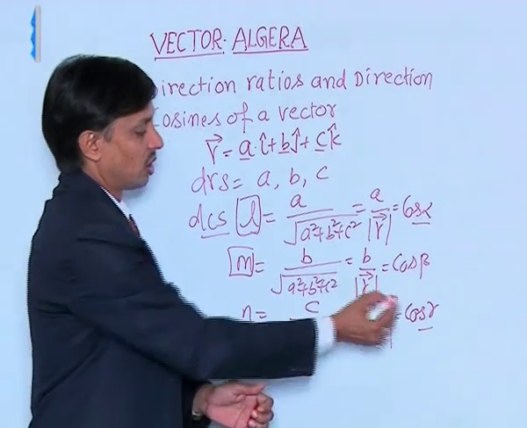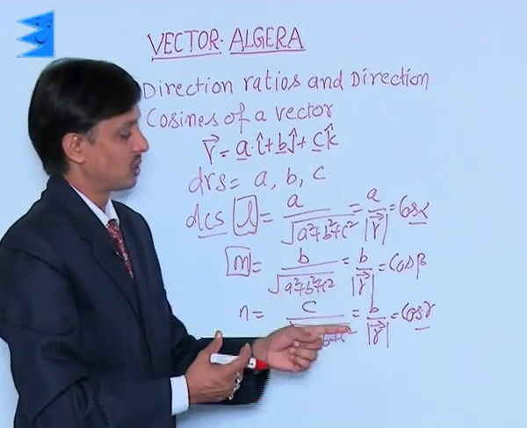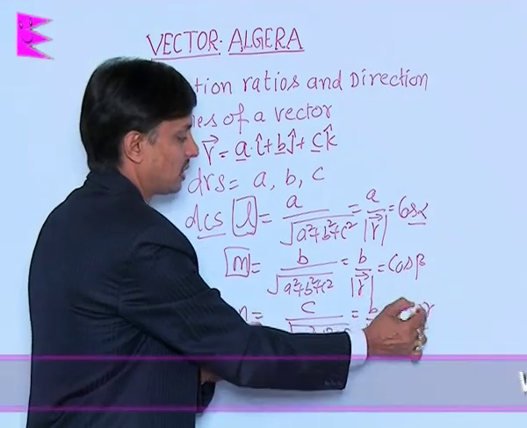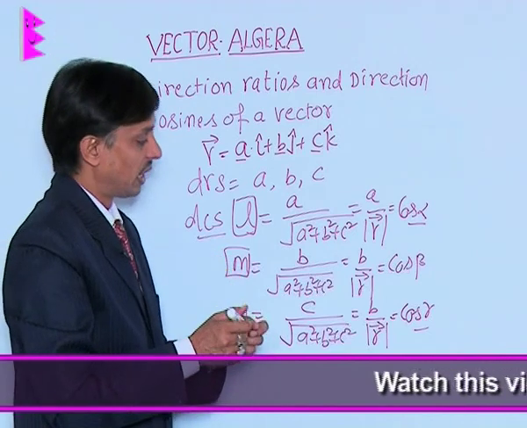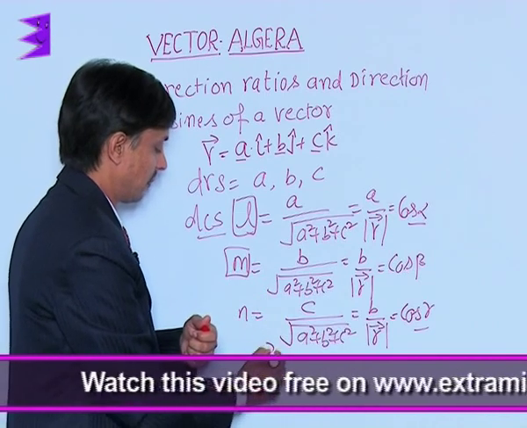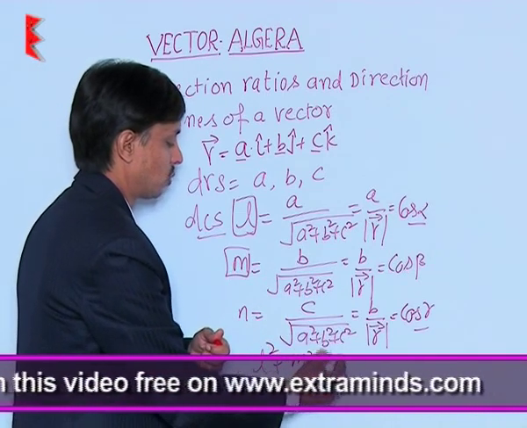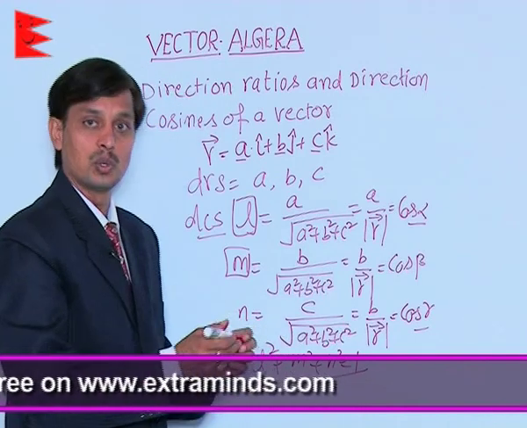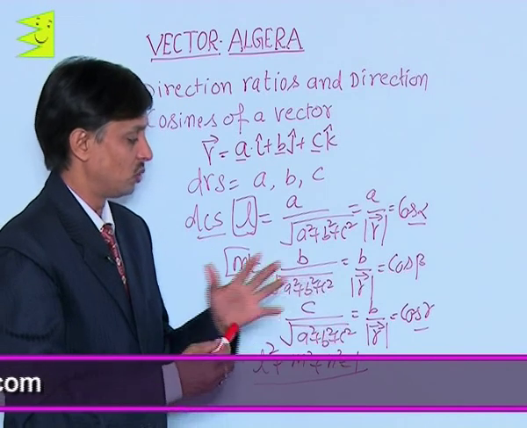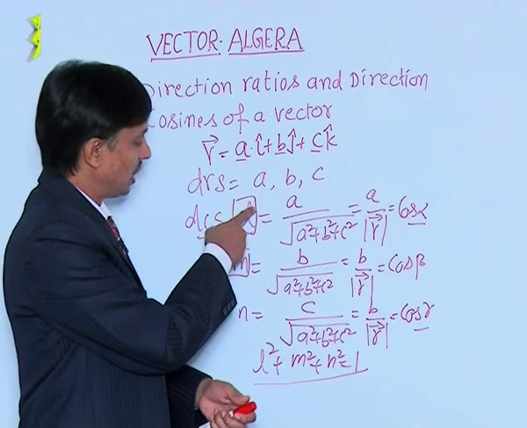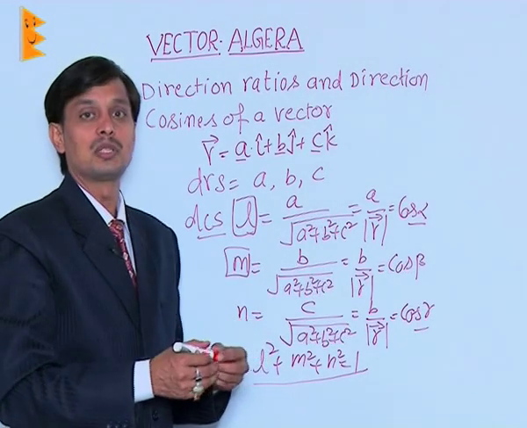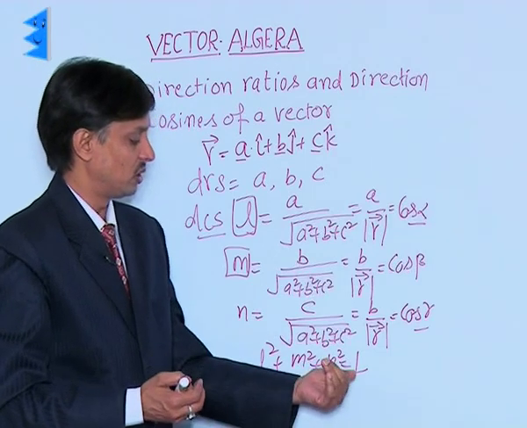Gamma is the angle made by the vector with the z-axis, and a rule here is that l square plus m square plus n square is always equal to 1. The sum of squares of all three DCs of any vector is always equal to 1, which you can verify. Here l square plus m square plus n square comes out as A square plus B square plus C square upon A square plus B square plus C square, which is equal to 1.